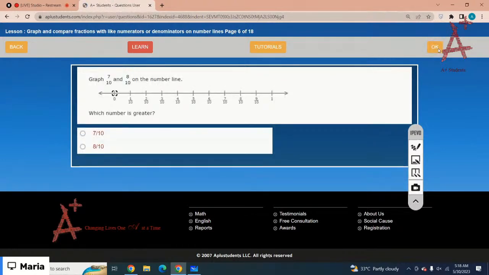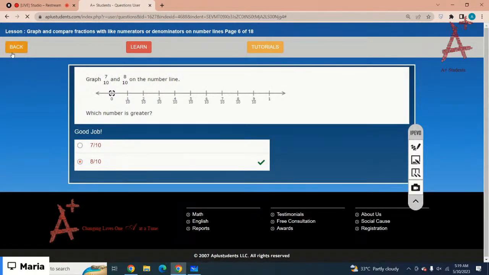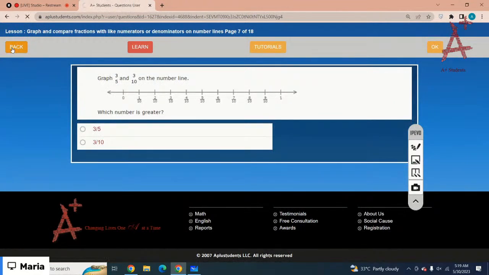Okay, graph 7 over 10 and 8 over 10 on the number line. Which number is greater? So which is greater? The one that is farther from 0 is the greater one. It would be 8 over 10. 8 over 10 is greater than 7 over 10. Got it? Okay, you can complete the test by yourself later today. Let me just move on to the next lesson.